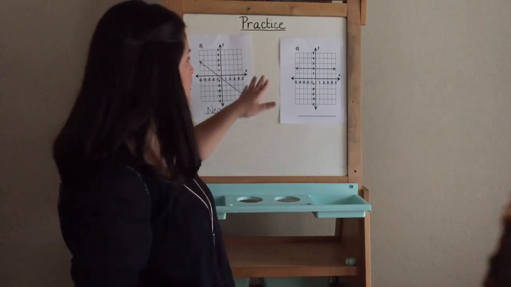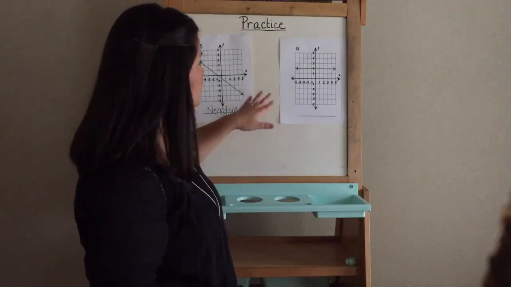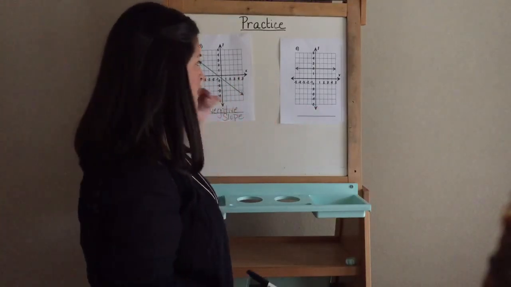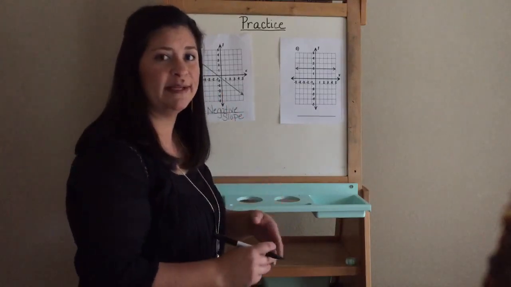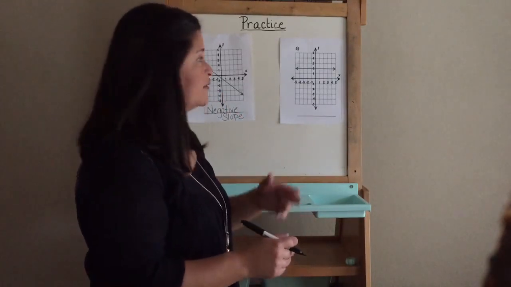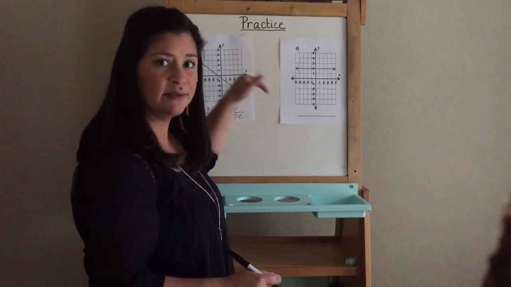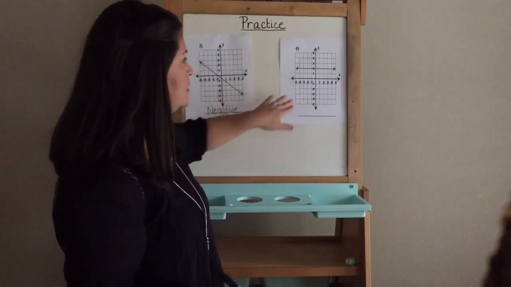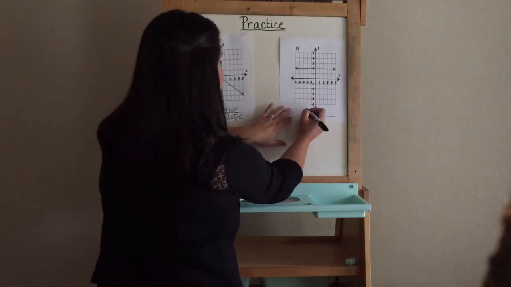And the last problem from the practice problems, number 6, we see that it is a horizontal line. We should immediately think of the 3 characters that I gave you, H, 0, Y. Horizontal, 0, and the Y stays constant. So this is a 0 slope.